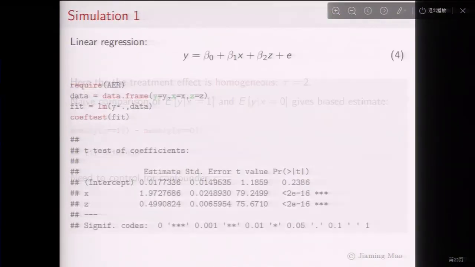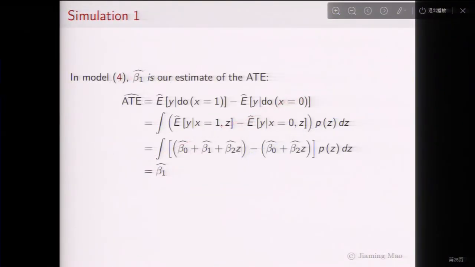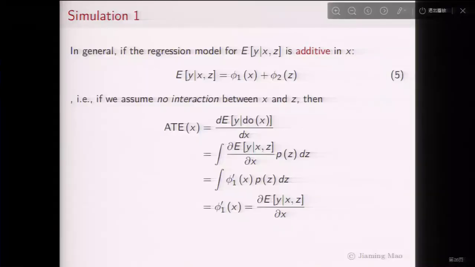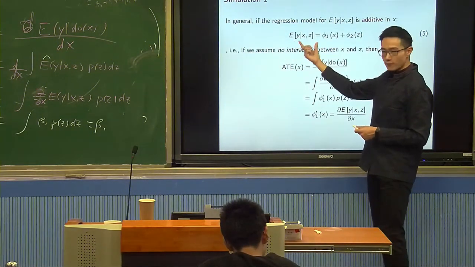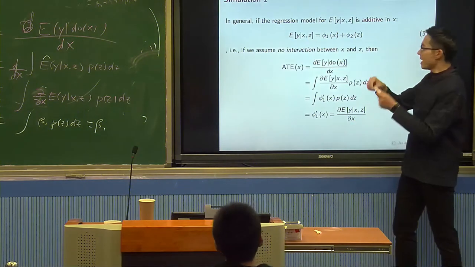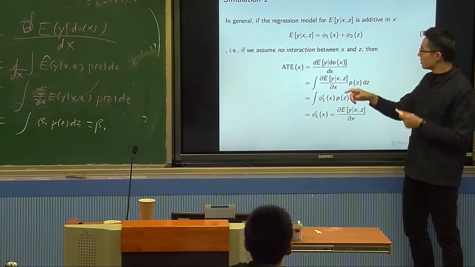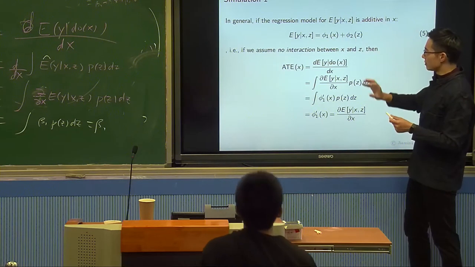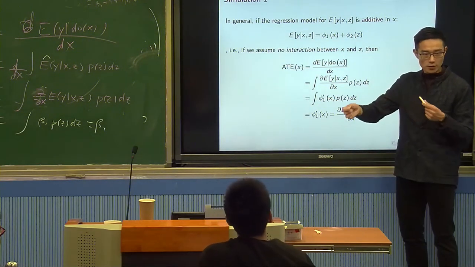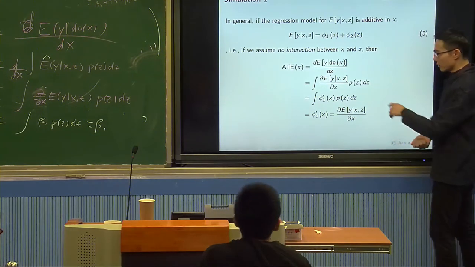So what is the condition under which you have to do integration, and what is the condition under which you don't? Well, the condition is very simple. In general, if your conditional expectation function, the CEF, is additive in X and Z, meaning you can write it as phi1(X) plus phi2(Z), then there is no need to do integration. Why? Look at that, right?